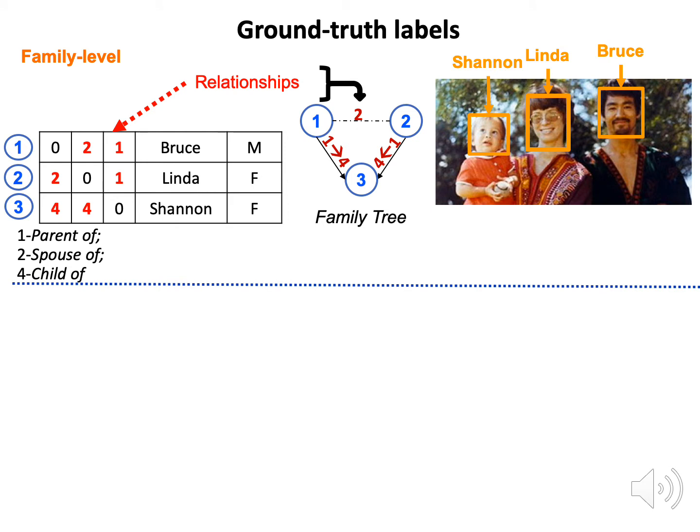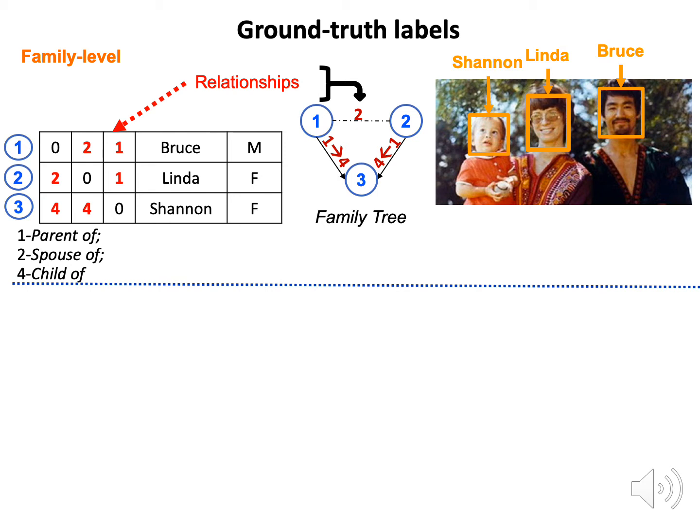So here you can see the family tree in the form of a matrix, the relationship matrix, where 1 represents the parent of, 2 spouse of, and 4 the child of. And you can see the inverse relationship between member 1, who is Bruce, being the spouse of member 2, Linda, and the parent of member 3, Shannon.